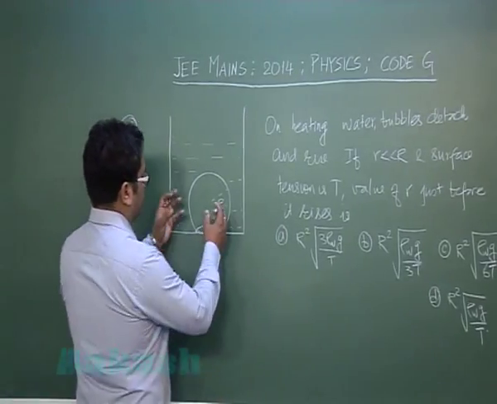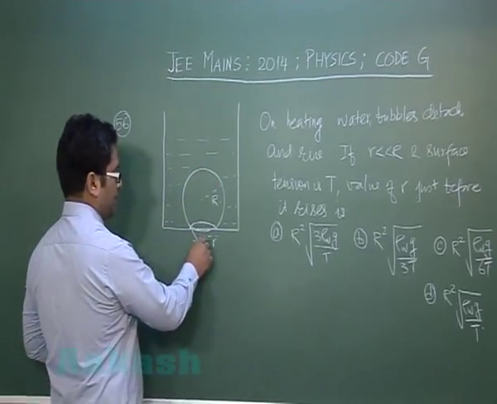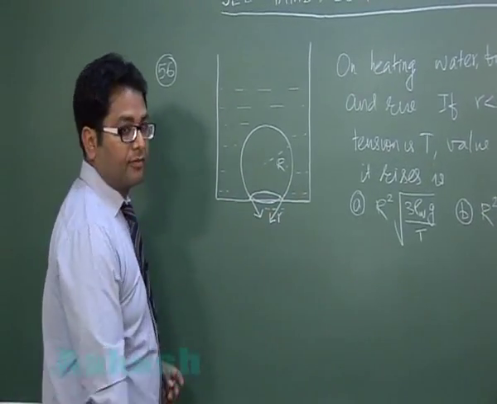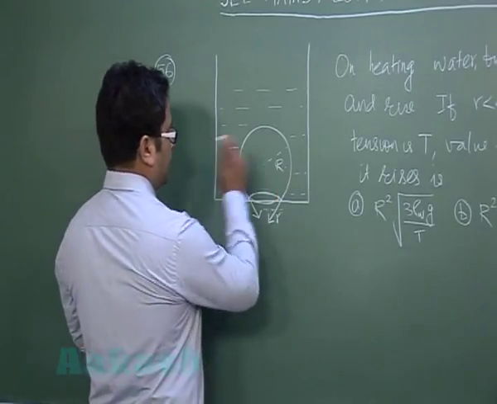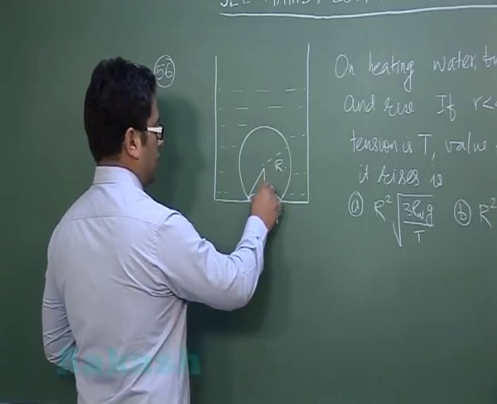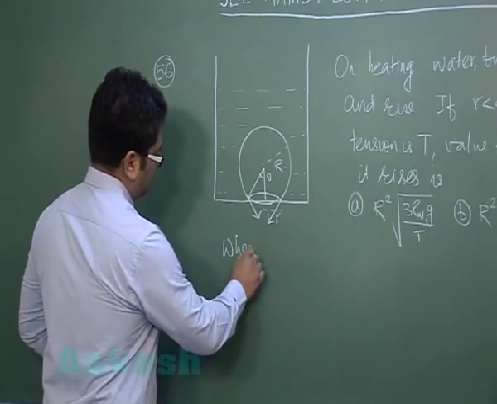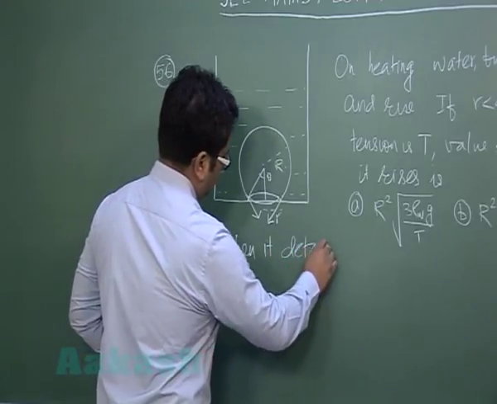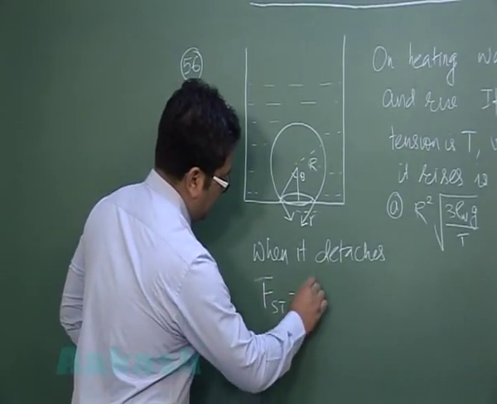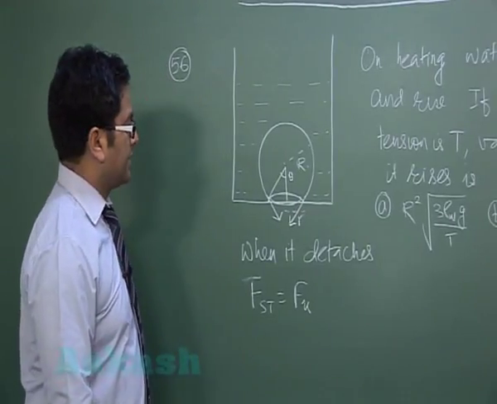You could say that when it gets detached from the surface and it goes up, the force of surface tension would be acting completely throughout the circumference in this direction, and the resultant force of surface tension would be in the downward direction. So if we call this angle theta, when it detaches, the force of surface tension would exactly be equal to upthrust. That's the situation when it gets detached.